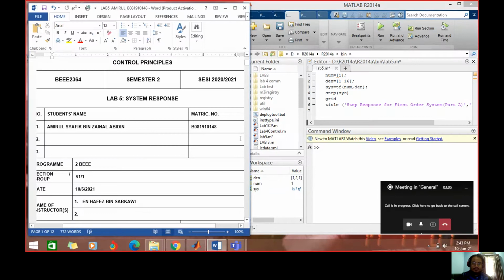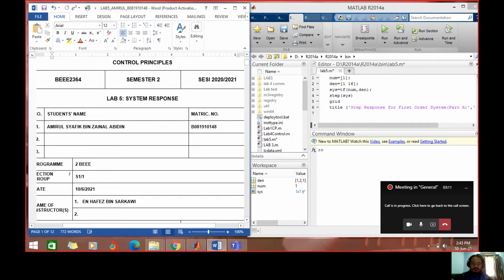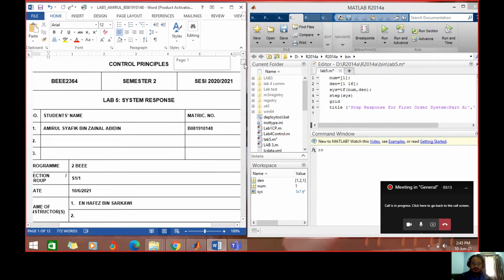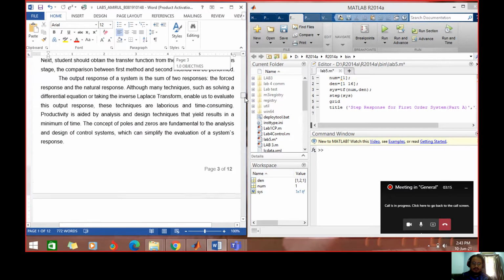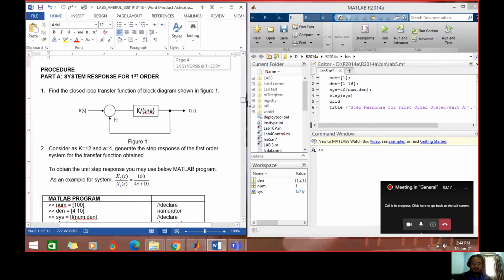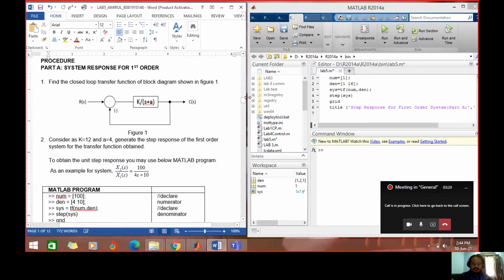So this week we do lab 5 system response. For this lab we have two parts, part A and part B. First we proceed to part A. Part A is a first order system. First we need to find the transfer function of this system.